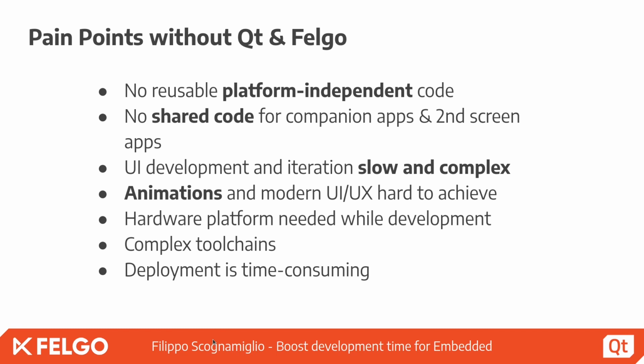Animations are very hard to achieve, and thankfully Qt really helps with that. You also need access to the hardware platform you are developing for. It's very hard to simulate what you're going to do on your development machine, as an example. You often need to maintain complex tool chains with often custom cross-compilers to get your code running on the development board. This takes deployment time to a maximum, basically, compared to all the other platforms.